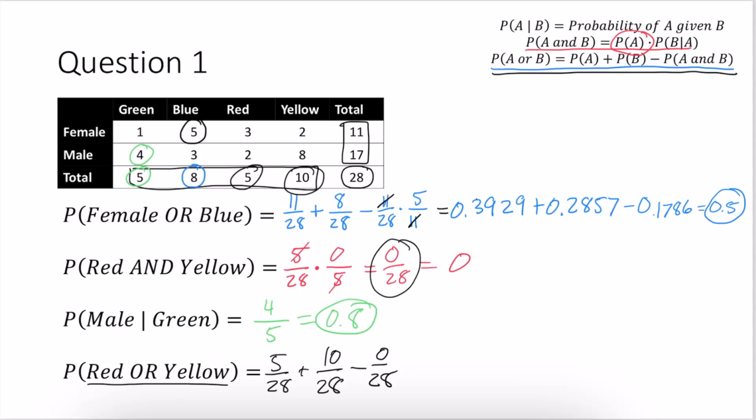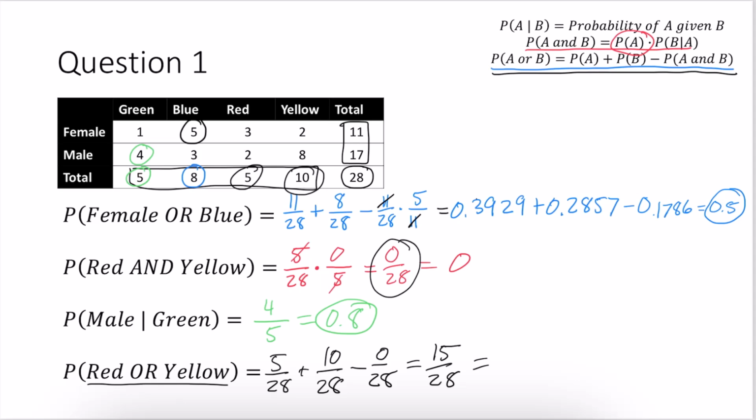And when we added these numerators and denominators together, 5 plus 10 is 15 minus 0 gives us 15 out of 28. You could also find the decimals of each of the fractions and add and subtract them together.